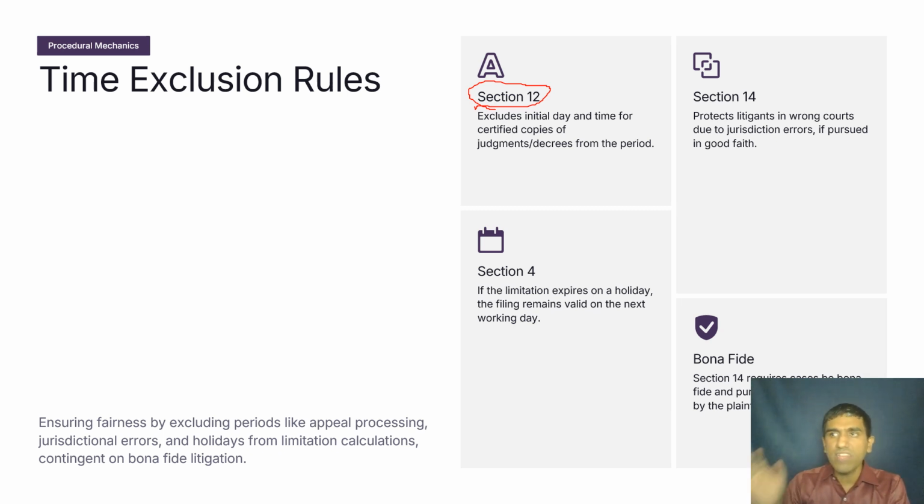If the plaintiff has requested for such copy, all of that will be excluded. Then another exclusion rule is section 14. Now under section 14, sometimes litigants are not aware of the proper jurisdiction of the courts. Courts have jurisdictions regarding which cases they can entertain.